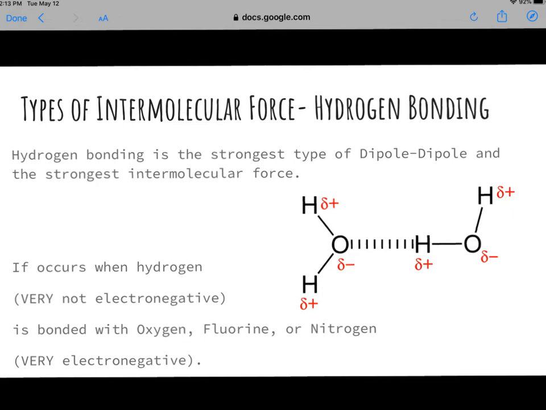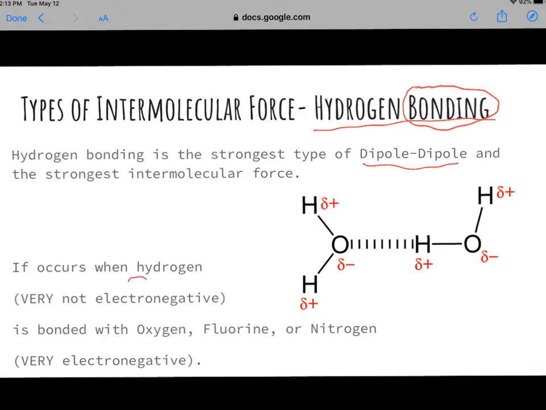The last and strongest type of intermolecular force is called hydrogen bonding. Now it's a little bit of a misnomer because it is called bonding, even though it is not a true bond, but it is a pretty strong intermolecular force. Hydrogen bonding is really just a strong dipole-dipole. It's a dipole-dipole where you have really polar molecules, where there's a big difference in electronegativities between one atom and the other atom, and so you get a molecule that's extra polar, and so those will stick together more because it's kind of like stronger magnets.